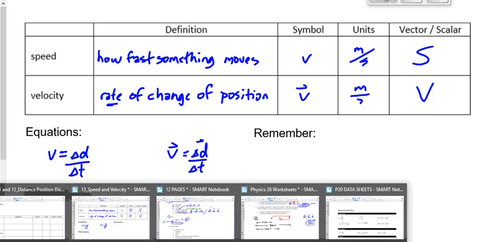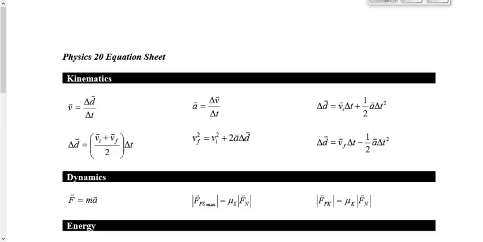If you take a look at your data sheet, you can see that the equation for velocity is there in the top left-hand corner. The equation for speed is not there. But I think you guys are all smart enough to figure out the equation for speed given the equation for velocity. You just drop the arrows over it, right? You just make it delta d over delta t.